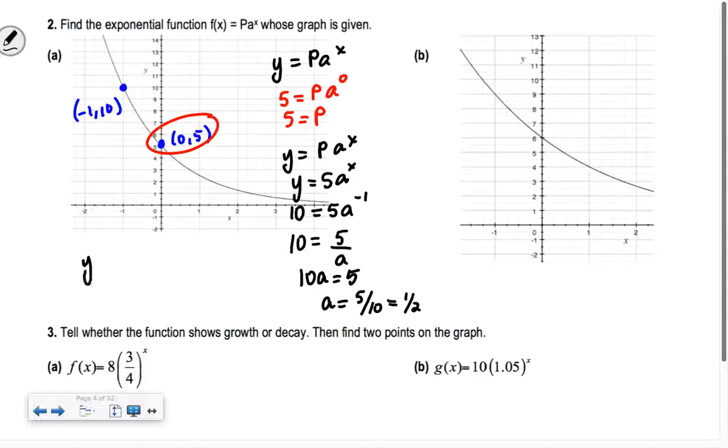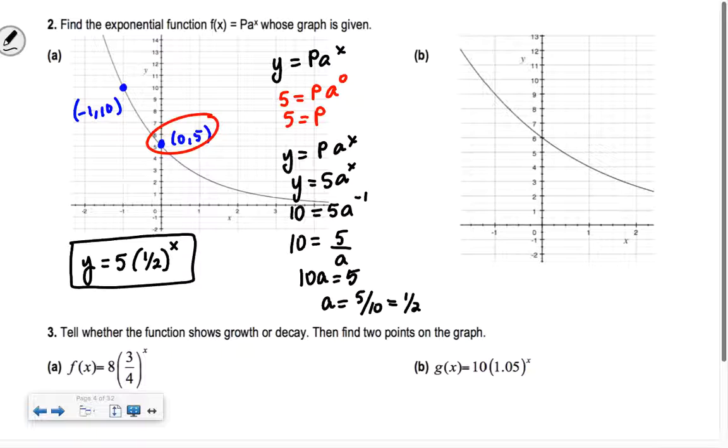So our final answer is y equals p, which was 5, a, which is 1/2, to the x. Done. Okay. So you actually cannot combine those two things. You can't combine your 5 and your 1/2, because what we're doing is we're halving our result each time we make x bigger, right? So we can't combine the 5 and 1/2 and do 5 halves, because that makes it bigger, right? That would be exponential growth if we had 5 halves to the x. Do you guys see that? Okay, so don't do that.